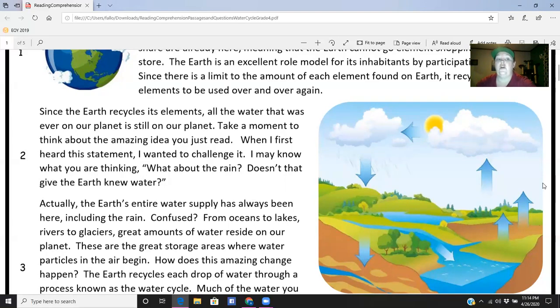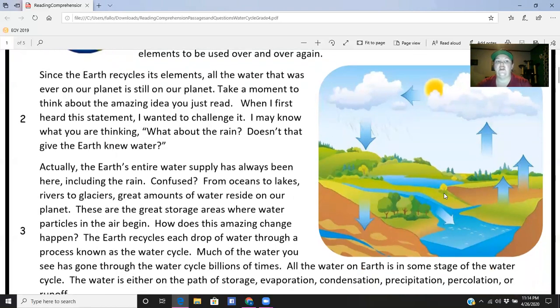And we'll notice a spelling error here. They misspelled the word new. Wrong way to use that word. But that's okay. Everybody makes mistakes. But think about this. They're telling us that every amount of water that was on our planet is still on our planet in one form or another. So how does that actually happen? Let's look at paragraph 3.